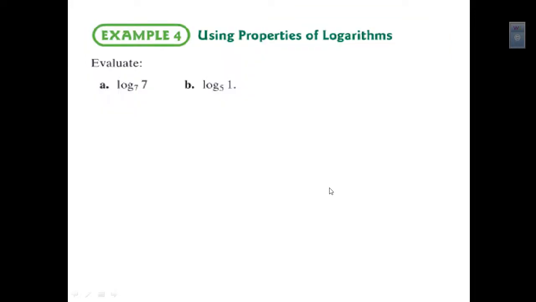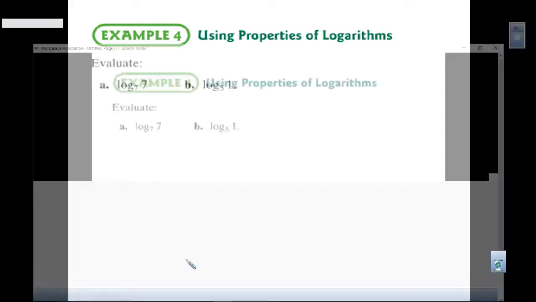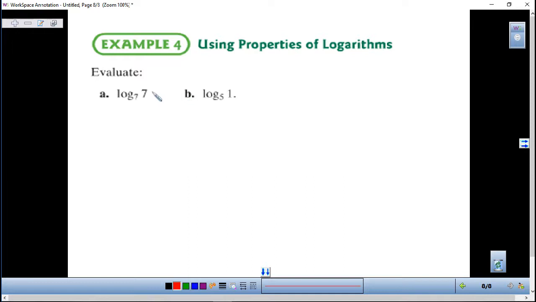All right, so what do we know using those properties? What do we know about the first one here? Log base 7 of 7 is going to equal 1. Log base 5 of 1, what power do I raise 5 to get 1? Well, it'd be 0.